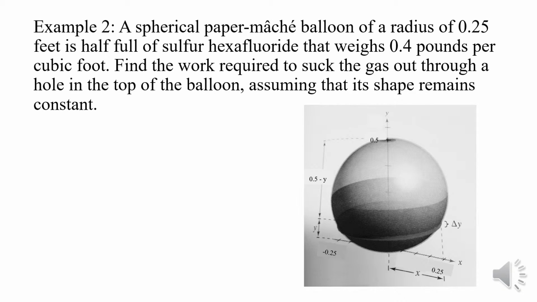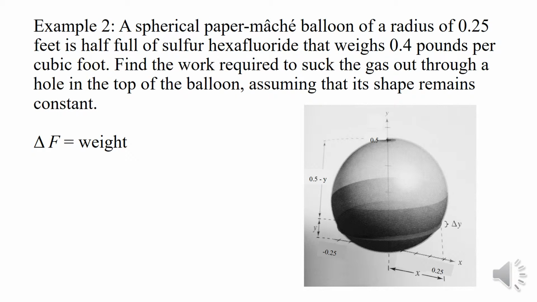Example 2 is: a spherical papier-mâché balloon of radius 0.25 feet is half full of sulfur hexafluoride that weighs 0.4 pounds per cubic foot. Find the work required to suck the gas out through a hole in the top of the balloon, assuming its shape remains constant. So we know that the change in force is equal to the weight, which is 0.4 pounds per cubic foot, times the volume.